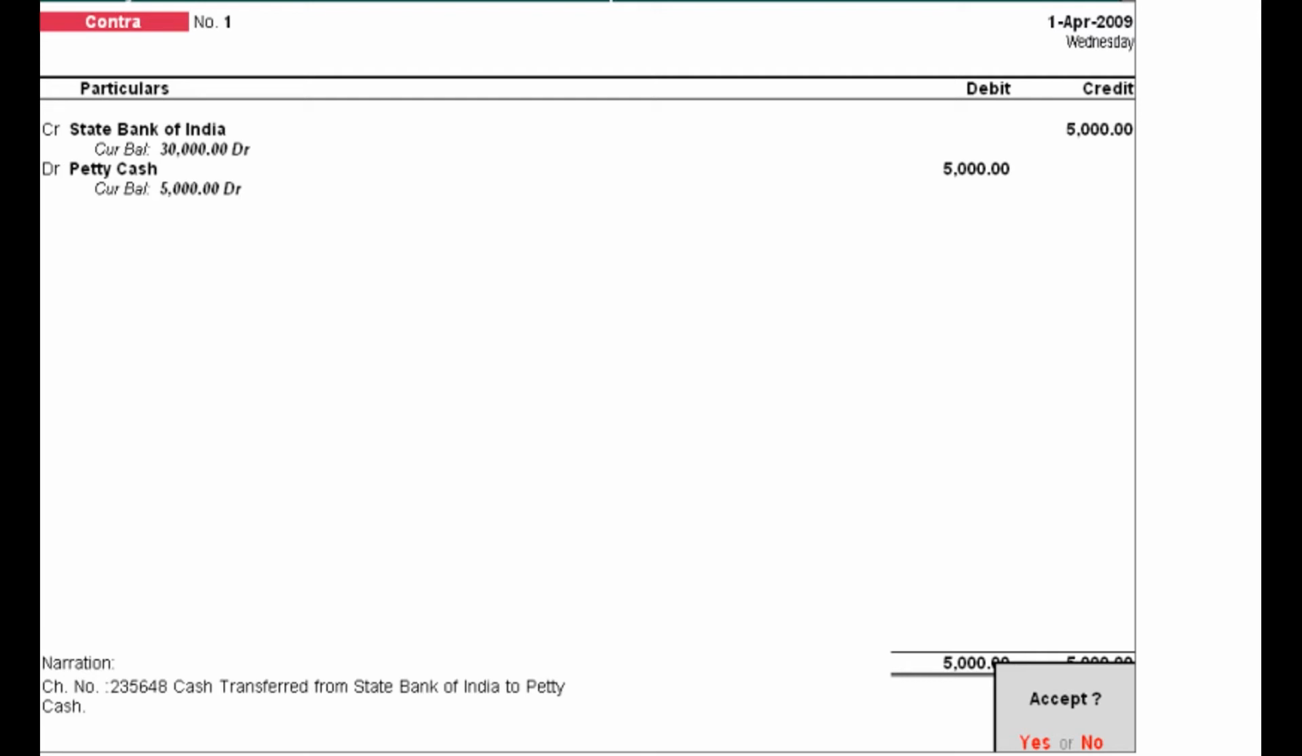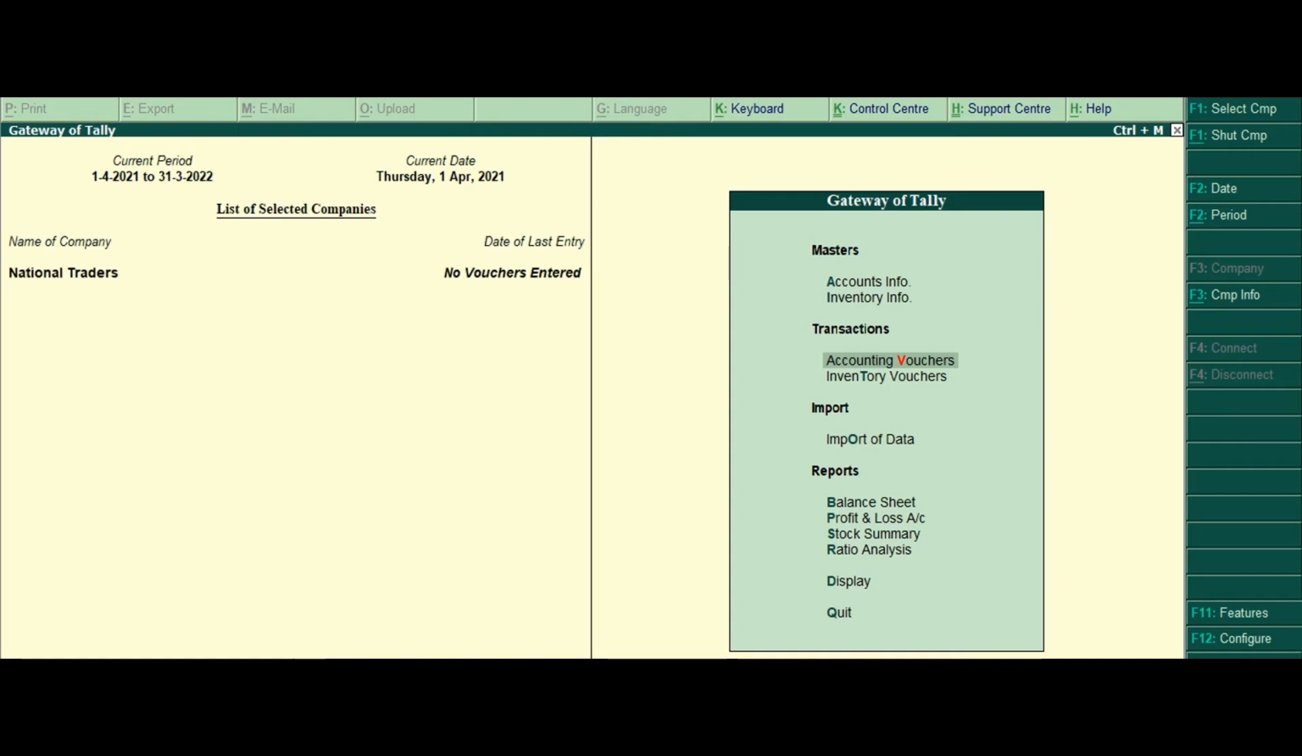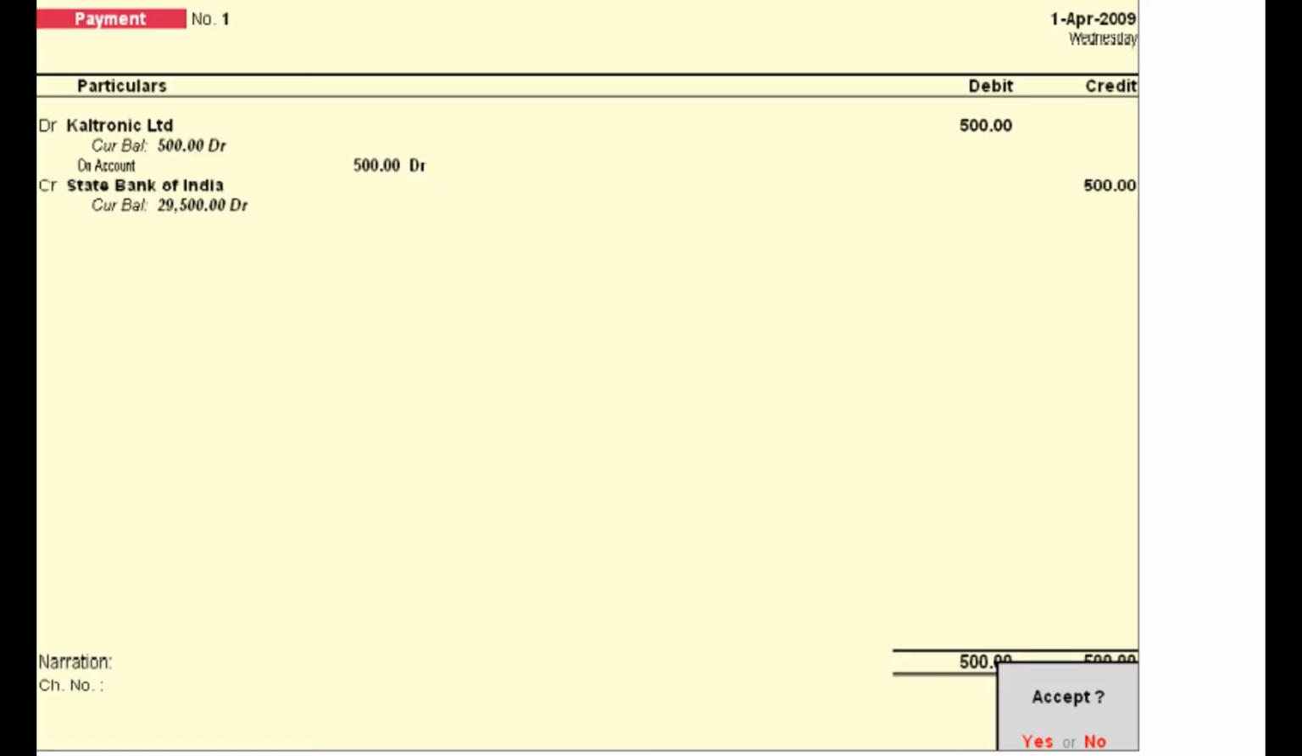Next is payment voucher. It is used where a company settles a creditor's bill by cheque. To use a payment voucher to record an entry, you need to go to the Gateway of Tally. Select accounting vouchers. Now press F5 to do the required entries. Press Y or enter to accept the screen.